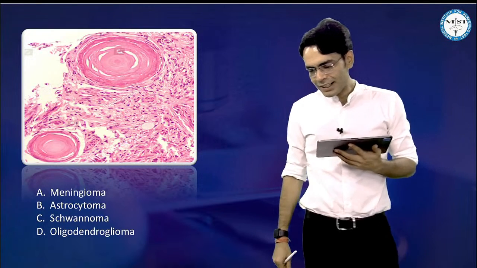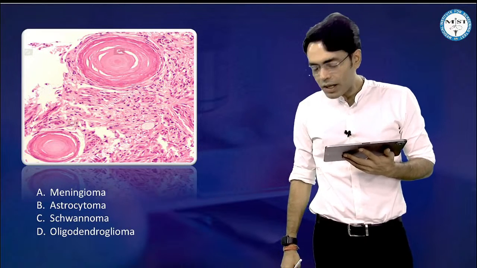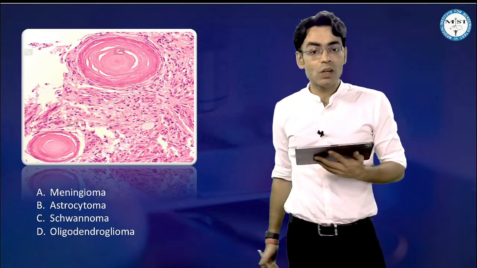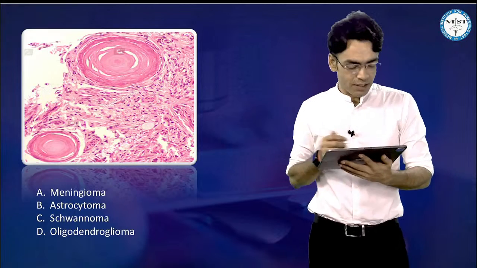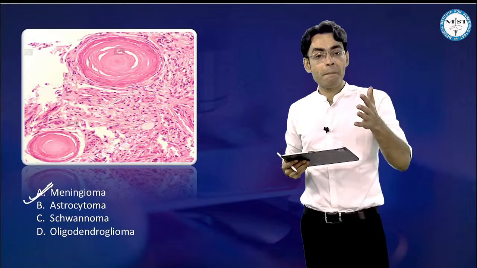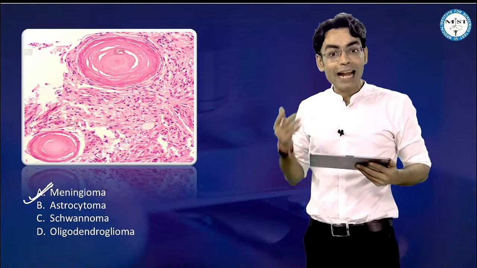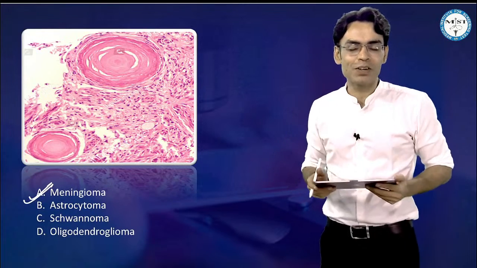So yeah, Afzal, very good, guys, very good. These are your psammoma bodies which are seen with meningioma. The correct answer is A here. So you see, you don't even need the history here. You know that much. So be confident in yourself, man.